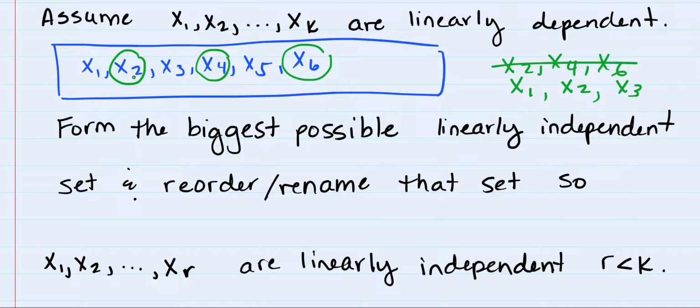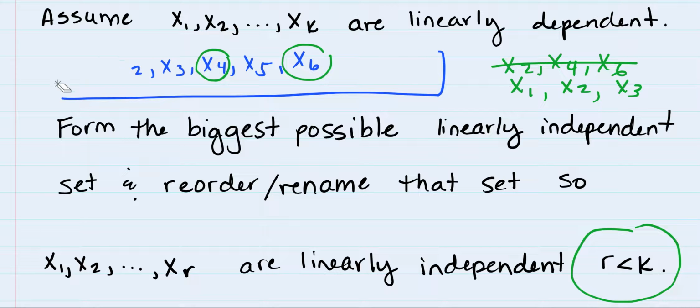It doesn't matter what order you put them in. But you want to find your biggest linearly independent set. You're going to rename them x1 through xr, depending on how big your set is. And this r has to be less than k, because we're assuming that these k vectors are linearly dependent. So it's going to be a smaller set than what we have. And anything bigger than r is going to be linearly dependent on the vectors before it. Okay?